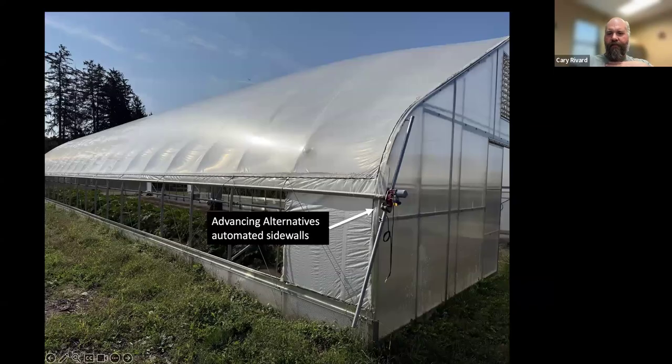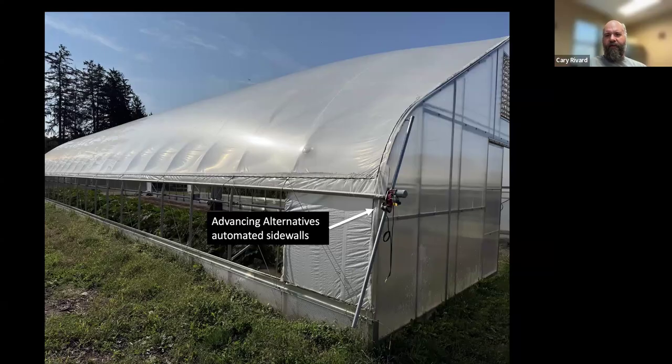You can get automated roll up and roll down sidewalls. This is a farm we went to in Massachusetts, and they had this. I've seen these at several different tunnel manufacturers, who are now selling these advanced alternatives, motors that run the sidewall up and down. Our movable tunnel has them, but they're not specific to one company, so you can find them with several different companies.